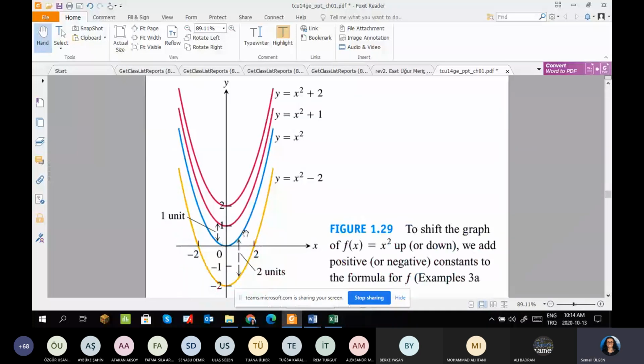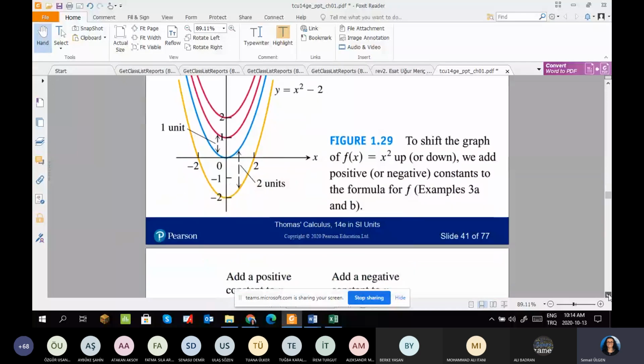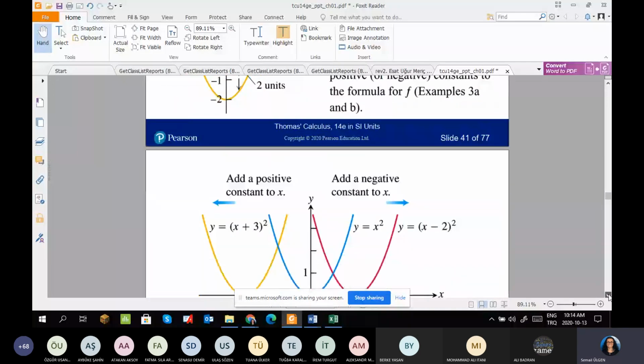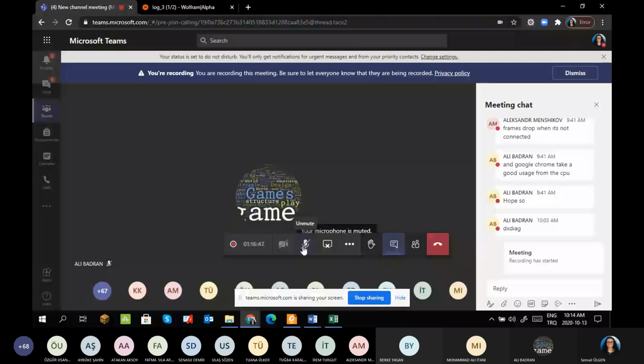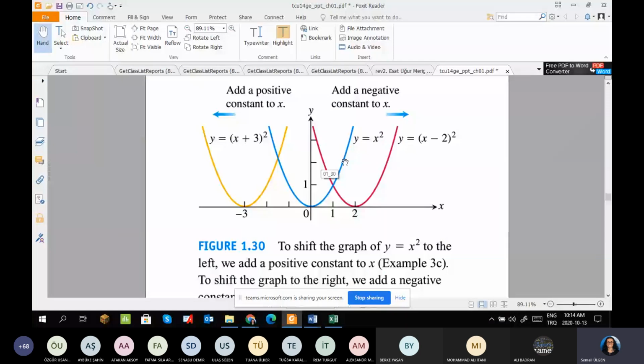So we have this y equals x squared that you know of, and we are shifting it by 1 unit up, and then 2 units up, and then 2 units down. So this is shifting up and down examples. And here's an example shifting to the right and to the left just once. And here you have the graph shifting to the right or to the left.